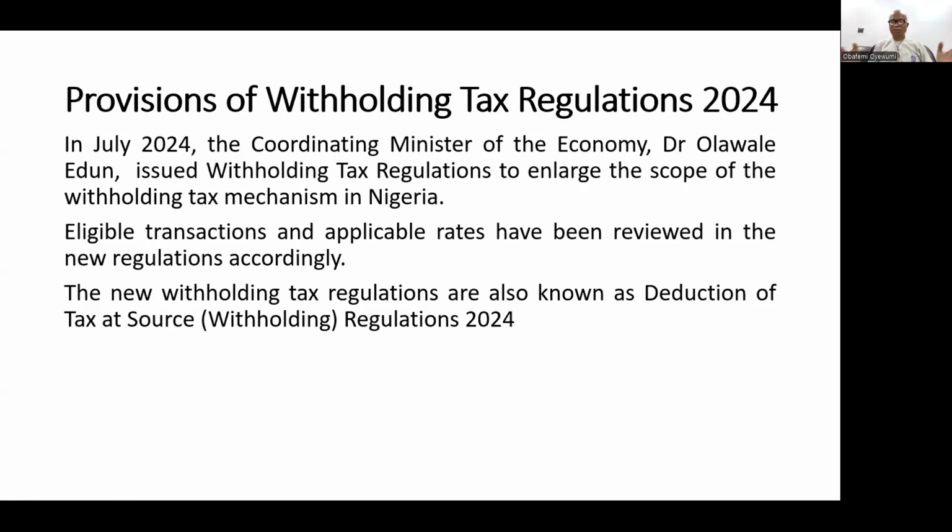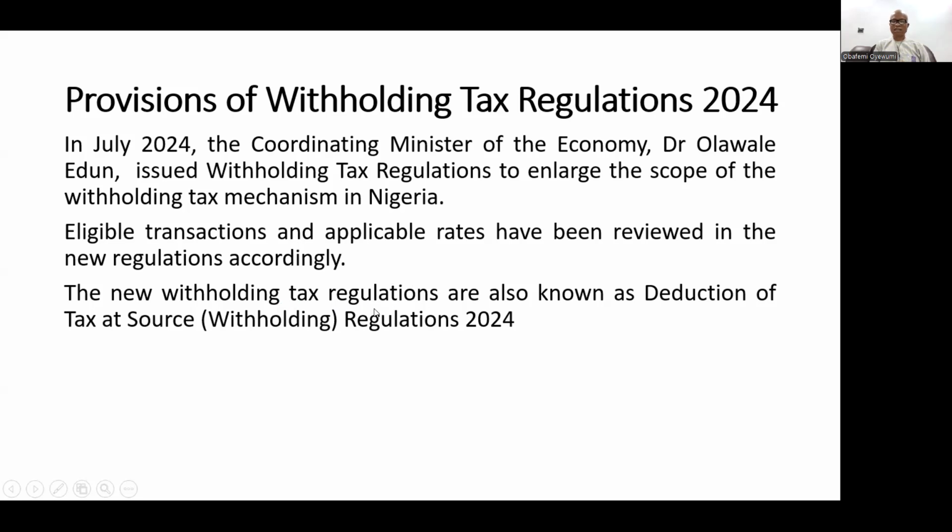So now let's look at the development that took place last year, 2024. The development that took place in 2024 changed the whole landscape, as it were, when it comes to withholding tax administration. In July 2024, the Coordinating Minister of the Economy, Dr. Wale Edun, issued withholding tax regulations to enlarge the scope of the withholding tax mechanism in Nigeria. So the scope was enlarged, the mechanism was broadened at the end of the day. So eligible transactions and applicable rates have been reviewed in the new regulations accordingly.